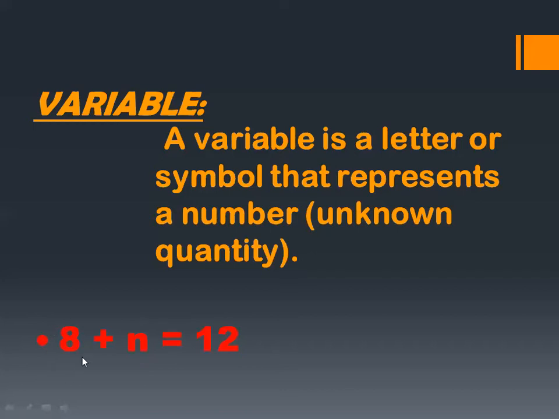So this 8 is a number. This 12 is a number. But here you have an alphabet, or you can say a letter, called n. So this n, only in algebra, is called a variable. So what is a variable? Any letter that represents a number whose quantity you do not know. You don't know what you will add to 8 plus n for it to become 12. So you do not know the value of this n.